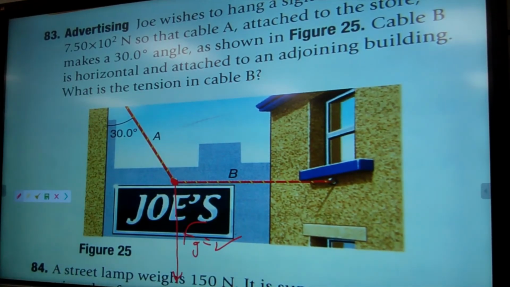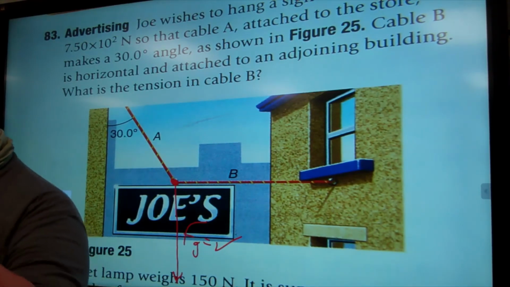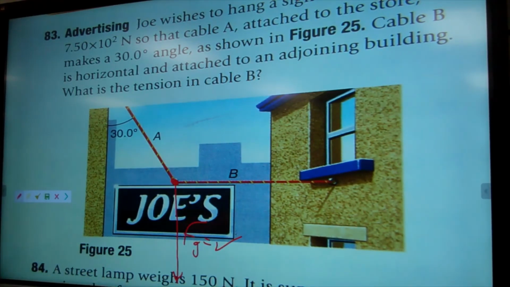So we know that the sign's hanging. Does that mean the sign is falling down? No, it's stationary. So what does that mean in terms of forces in the y direction? The normal force is the opposite of that. This is why it's a great problem. It's suspended, not on a surface, so it's nothing to do with the normal force. It's the cable.